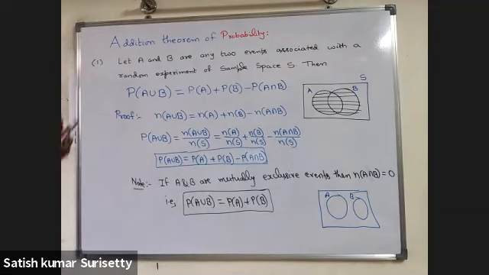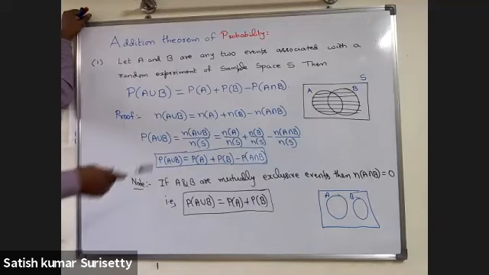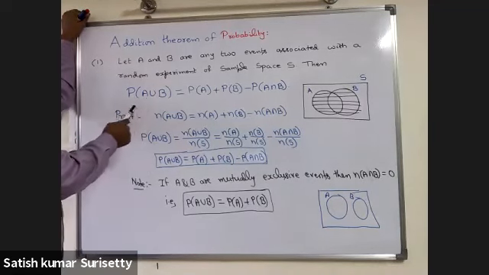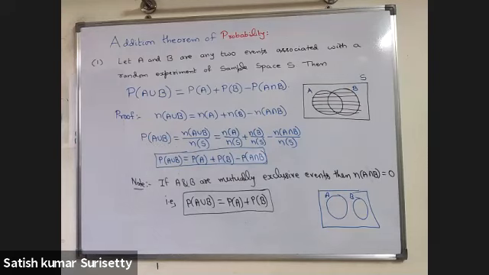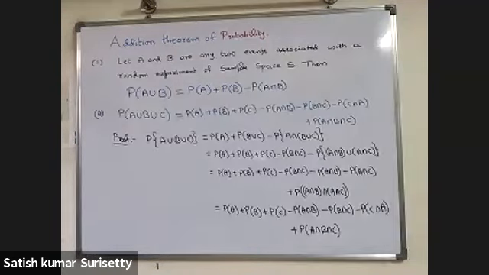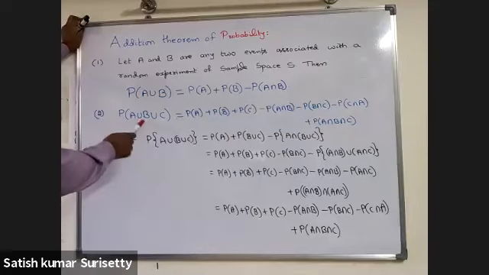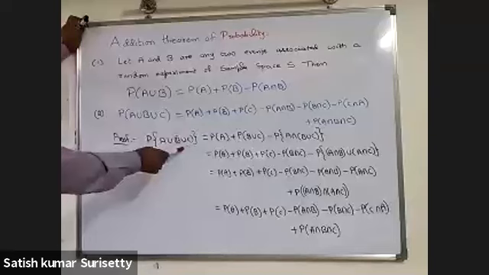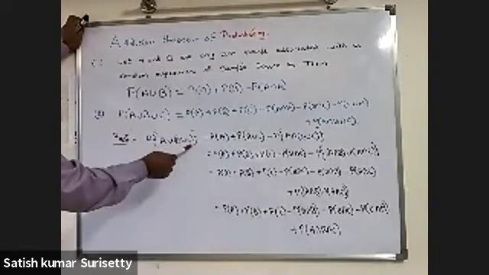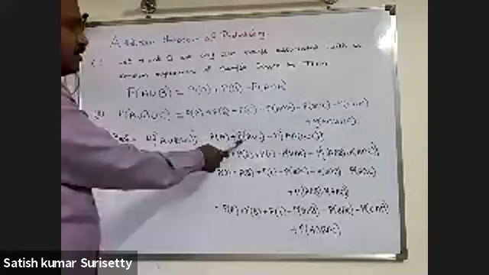And this can be extended, not only for two sets A and B, but for three sets also. So probability of A union B union C: group B union C and apply the previous one. So probability of A plus probability of B union C minus probability of A intersection (B union C).